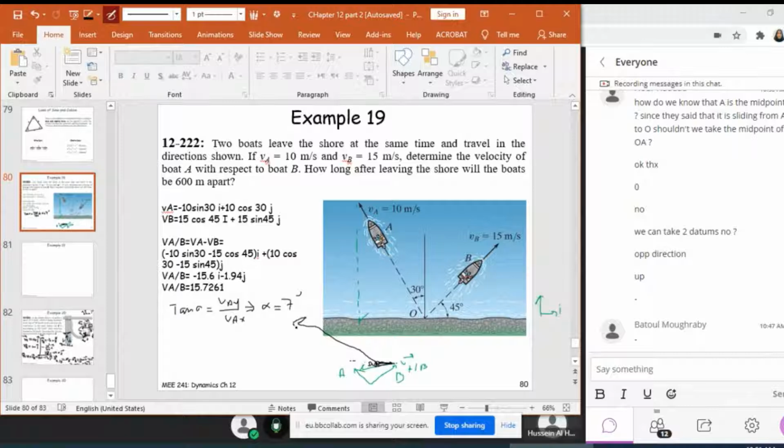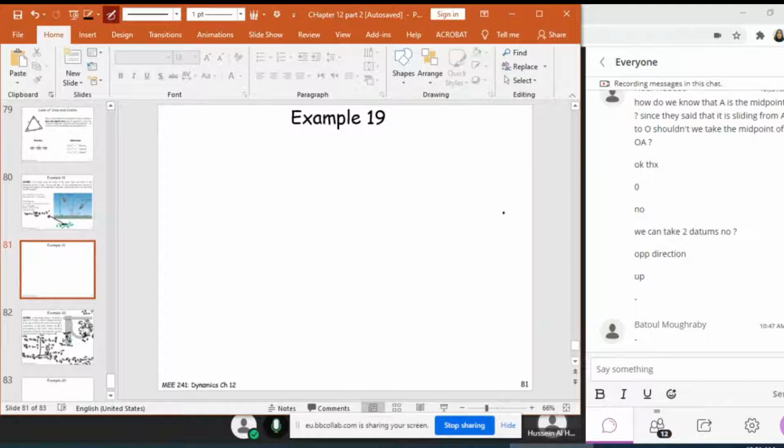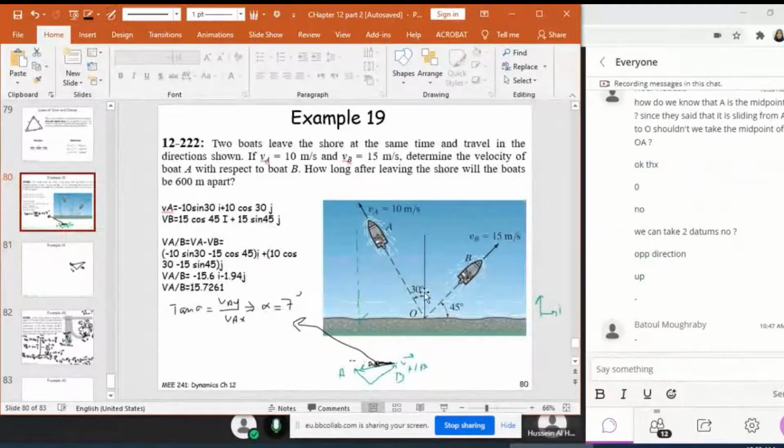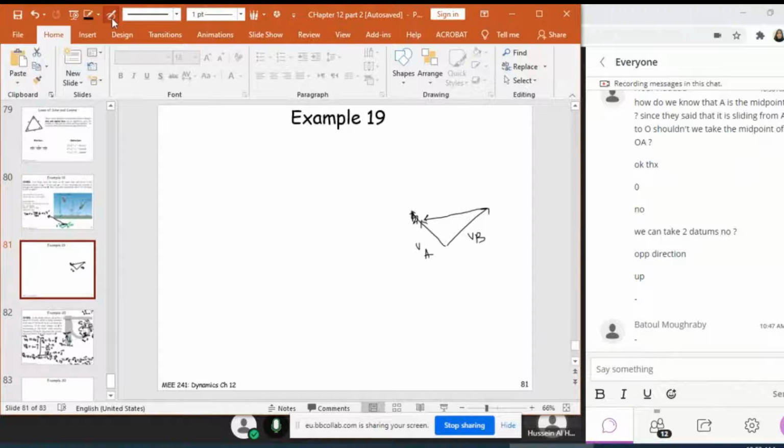This is the first way to do it. So I know the magnitude, I know the angle with a fixed reference, and that's it. Now the second way is to use the cosine and sine rule. Why? Because in fact, I know that this is VA, and this is VB, and this is VA with respect to B. I know the angle between them, so it's 30 plus 45, it's 75, okay? So this angle is 75.